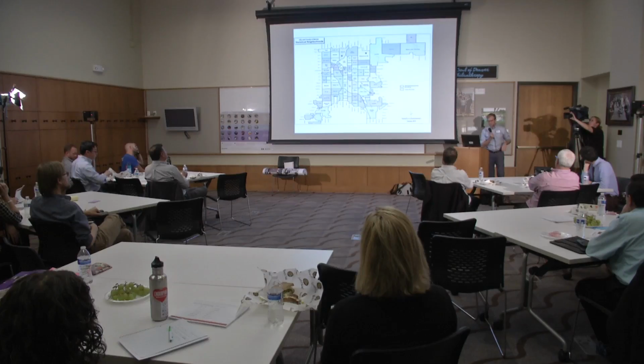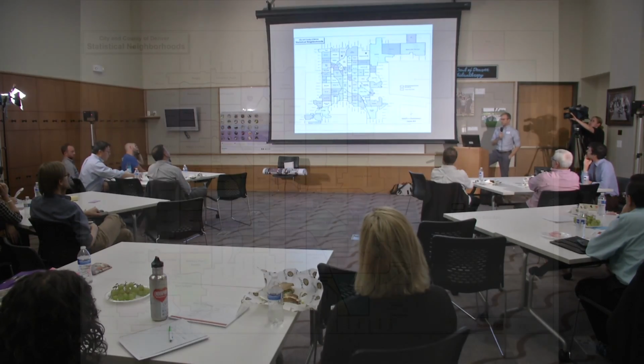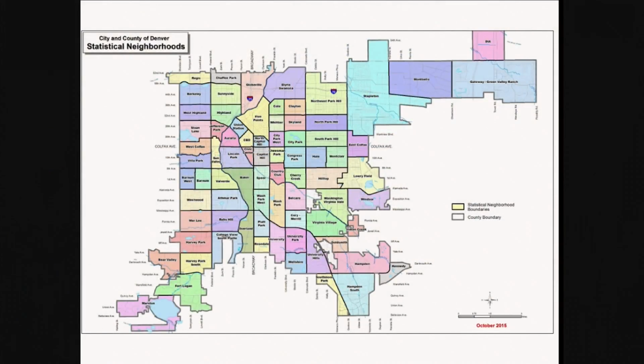We have 78 statistical neighborhoods in the city of Denver. Here's a map. These are statistical neighborhoods that were created in the 70s through a grant so we could track data over time. These align with census tracts. So we know the trends from the 70s and how 5 Points has changed or how West Highland has changed. We can see those trends.